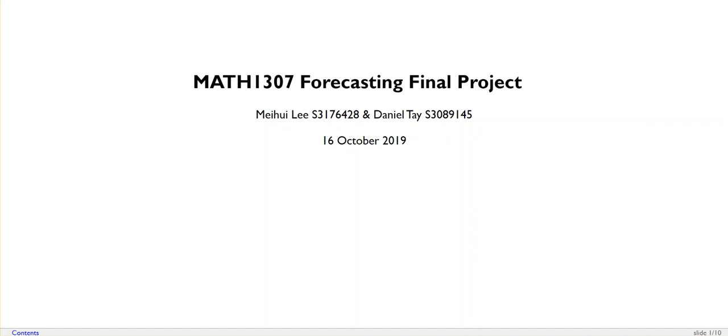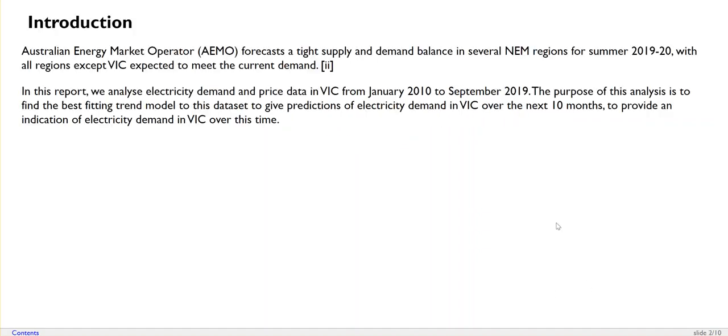This is our final assignment for our forecasting assignment, and today we'll be looking at energy data. Our data set is taken from the Australian Energy Market Operator, AEMO, where we got the demand of energy, specifically in the state of Victoria. We got both demand and price data for Victoria from January 2010 to September 2019.